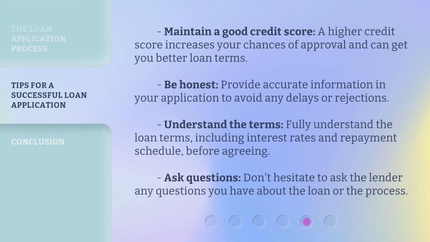Maintain a good credit score. A higher credit score increases your chances of approval and can get you better loan terms. Be honest. Provide accurate information in your application to avoid any delays or rejections. Understand the terms. Fully understand the loan terms, including interest rates and repayment schedule, before agreeing. Ask questions. Don't hesitate to ask the lender any questions you have about the loan or the process.